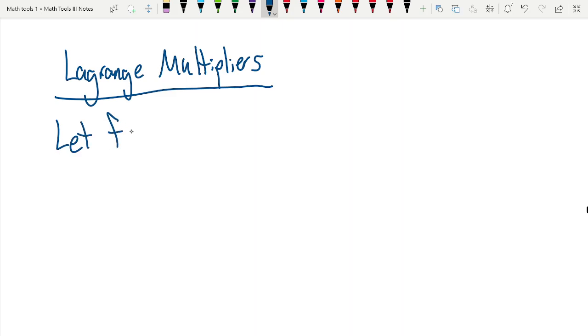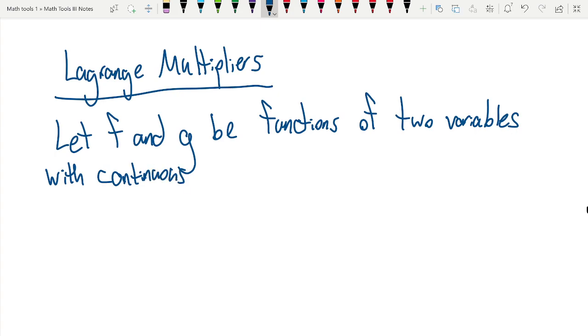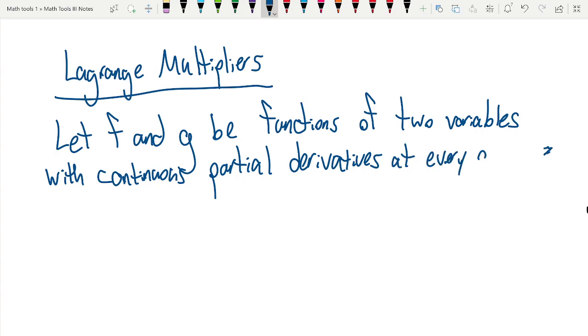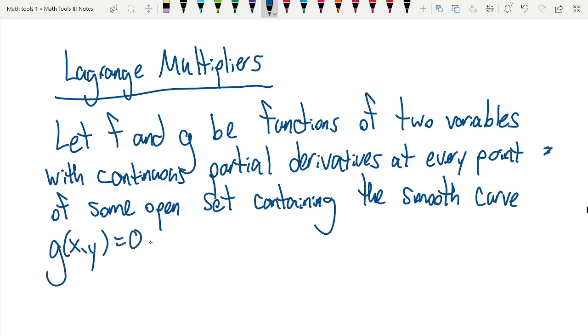So this says let f and g be functions of two variables, but it can be extended past that, with continuous partial derivatives at every point of some open set containing the smooth curve g of x, y equals 0.